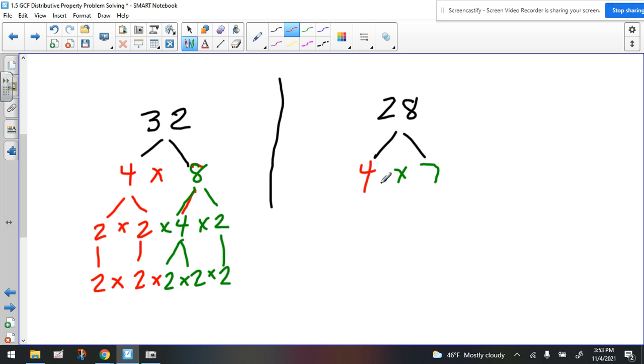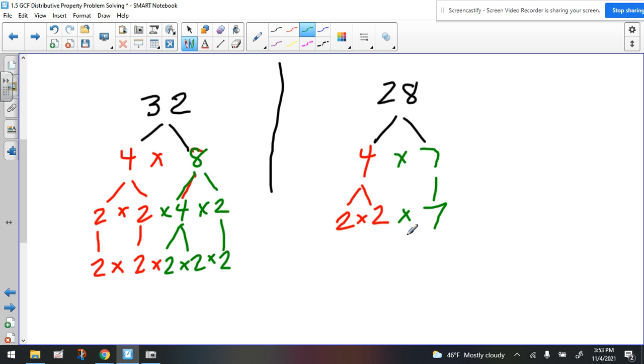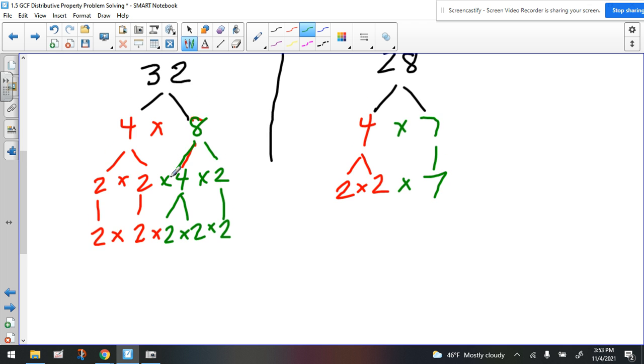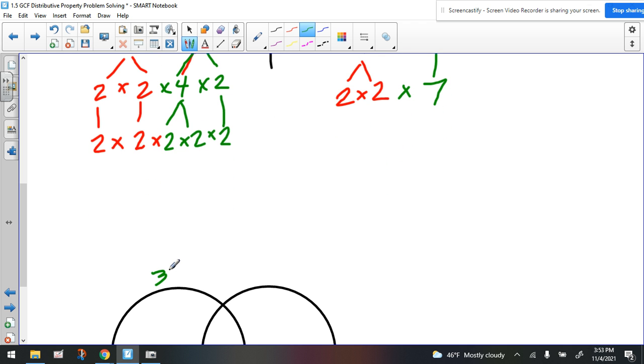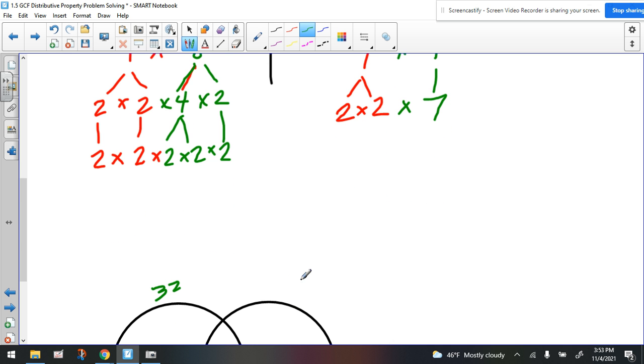Let's move on to the prime factorization of 28. We're not finished with this tree yet because 4 is a composite number. We're going to keep branching. 2 times 2 would equal 4, and then we have to bring down the 7. Once you have your prime factorizations done, now it's time to organize it. So for 32, we'll have this circle represent 32. We'll have the other circle represent the other number, which is 28. And we'll look for matches. So what's a match that's in both prime factorizations? Let's separate with the line.